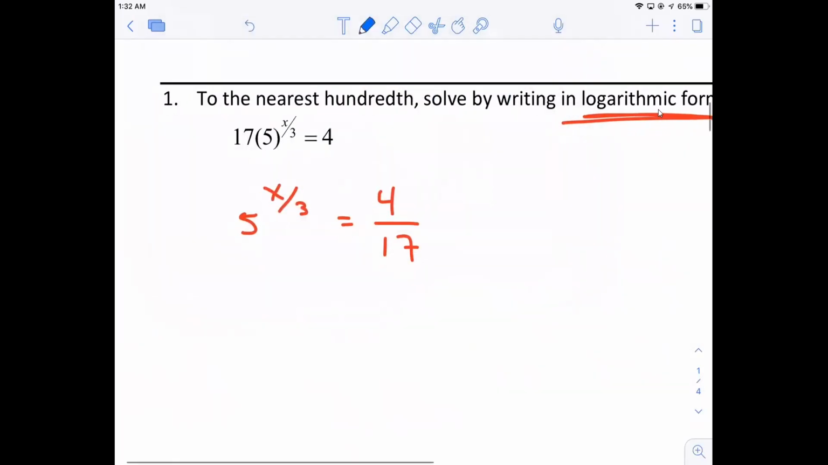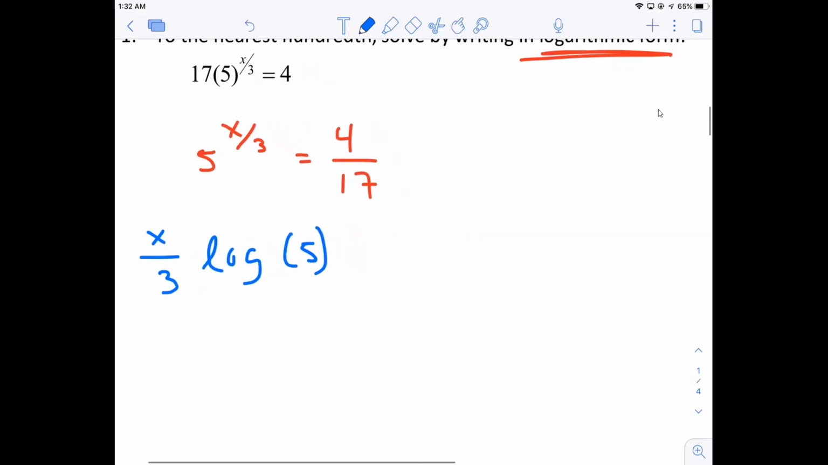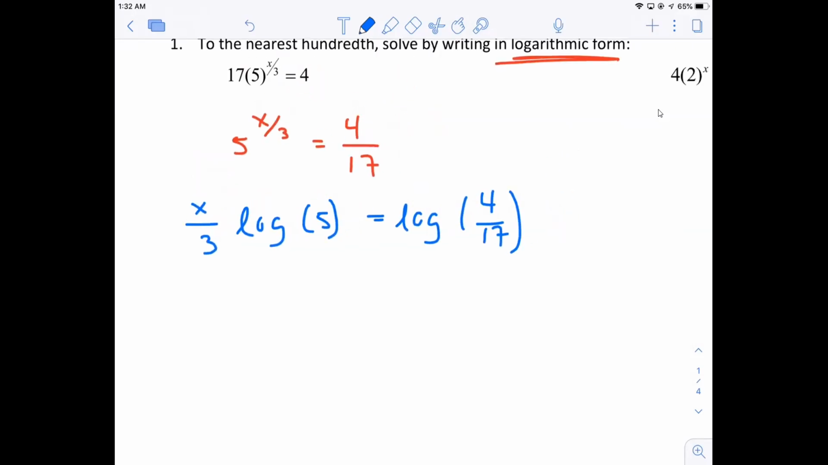So normally what's easier is to just take the log of both sides. If I take the log of the left side and bring that exponent to the front, that's x over 3 log of 5 equals log of 4 over 17. Then I can just solve for x here by dividing by log of 5 and multiplying by 3. Really similar to the warm-up.